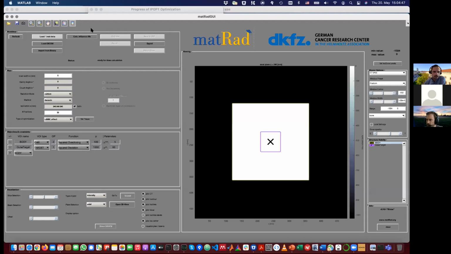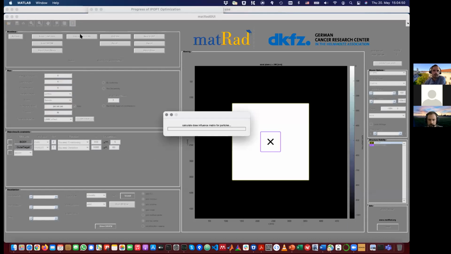And now I will just calculate the dose influence matrices. So again, the physical dose influence matrix, the alpha dose influence matrix, and the square root beta dose influence matrix, in order to then be able to effectively evaluate the biological effect for different weights. All right.